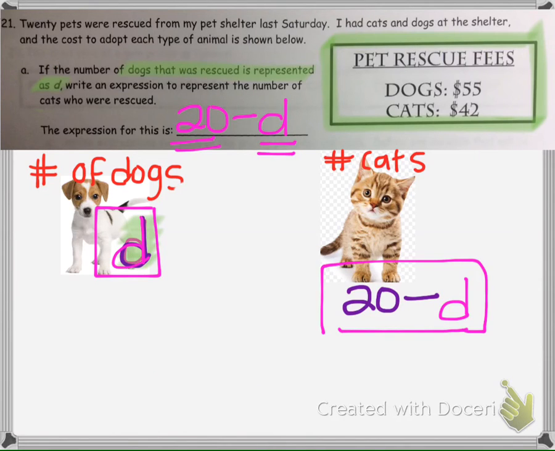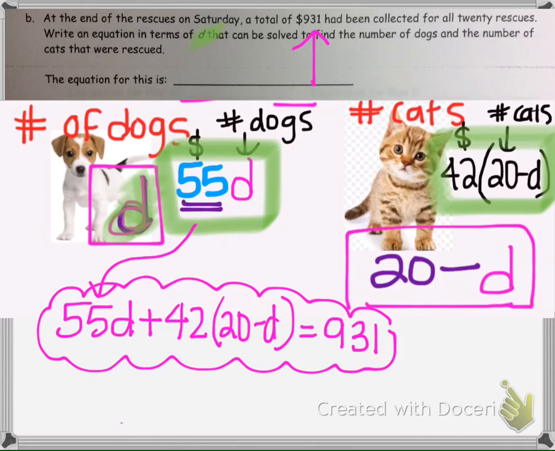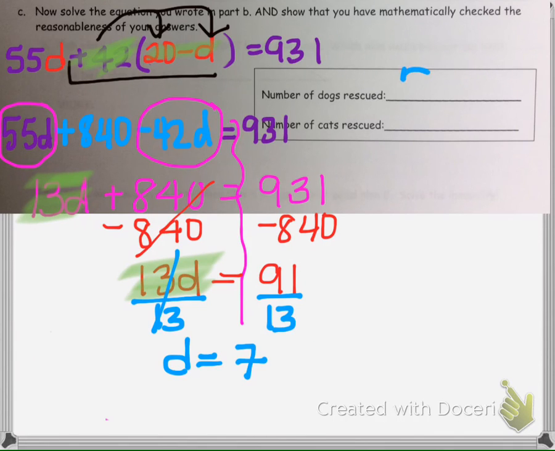So remember that D represents the number of dogs. So we just got 7. So there are 7 dogs, and if there's 7 dogs, now we know how many cats there are, because the number of cats is 20. There's 20 total animals, and you take away, now that we know that there are 7 dogs, 20 minus 7 leaves 13 cats. So there are 7 dogs rescued and 13 cats.